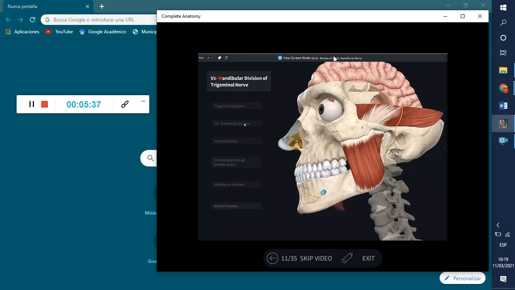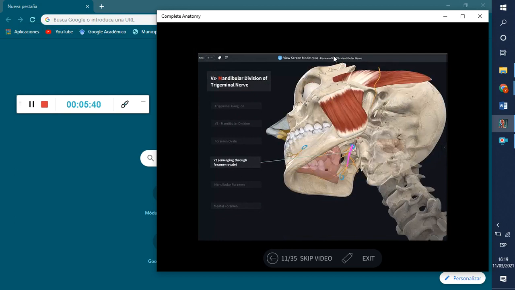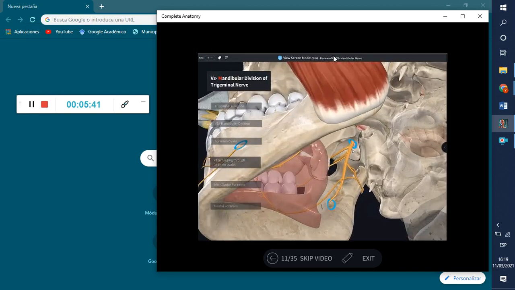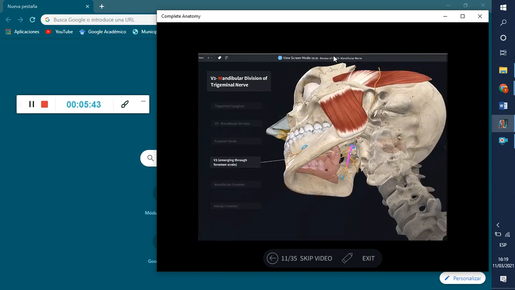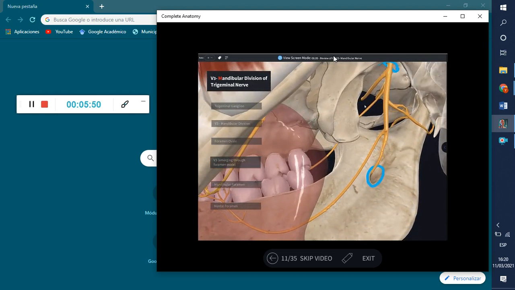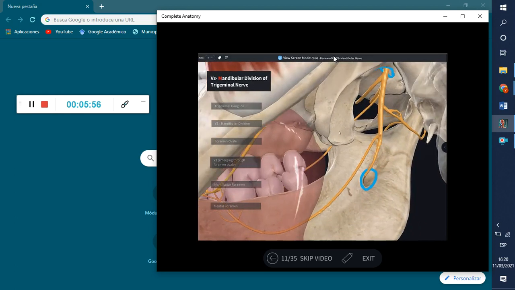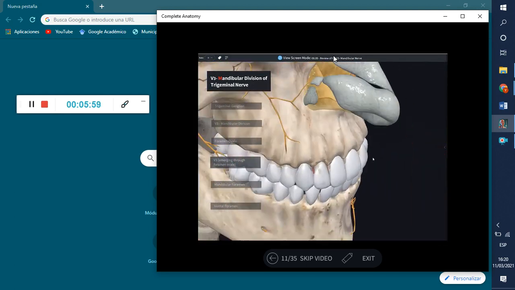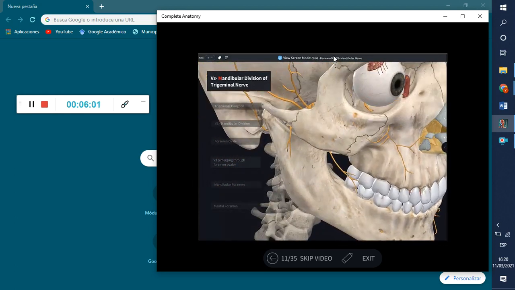No pun intended. Upon emerging through the foramen ovale, this is something quite interesting. If I have a look at this, we can see that there's several branches that get split off, and they have different names. For instance, there is a branch that goes over to the side, it goes close to the ear and the temporal region, so that nerve is going to be called the Auriculotemporal Nerve.